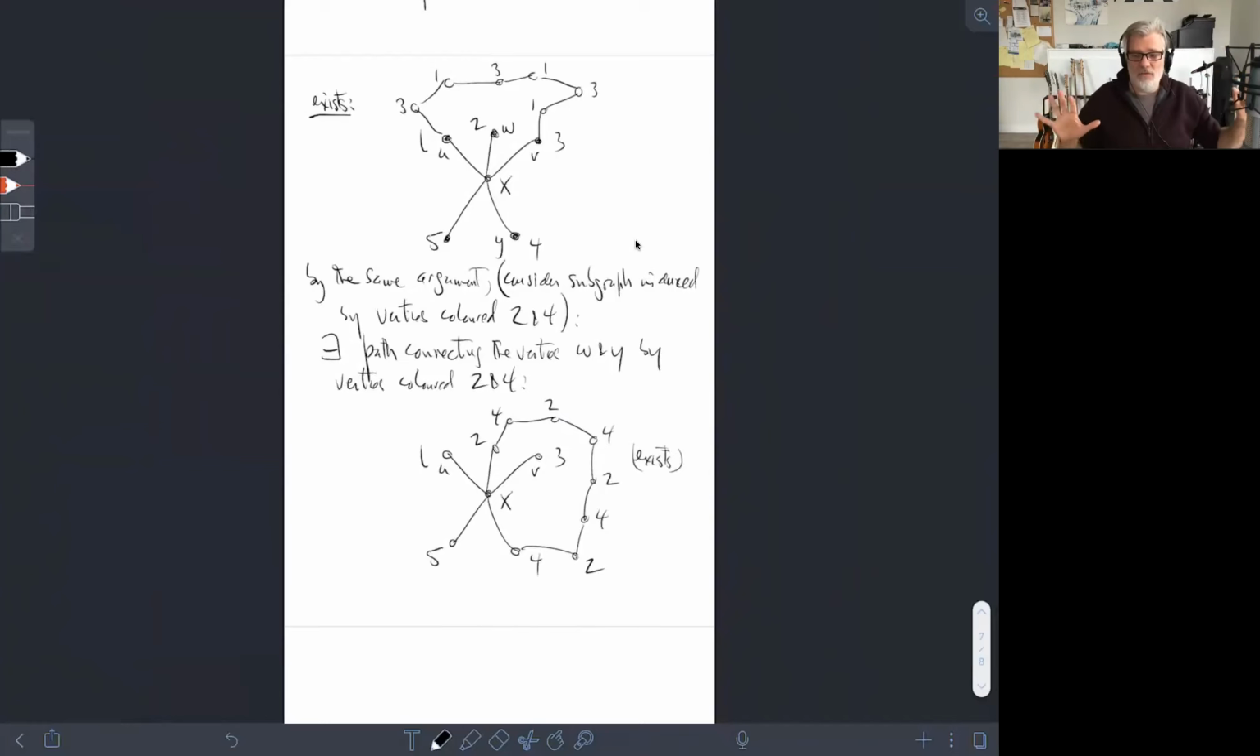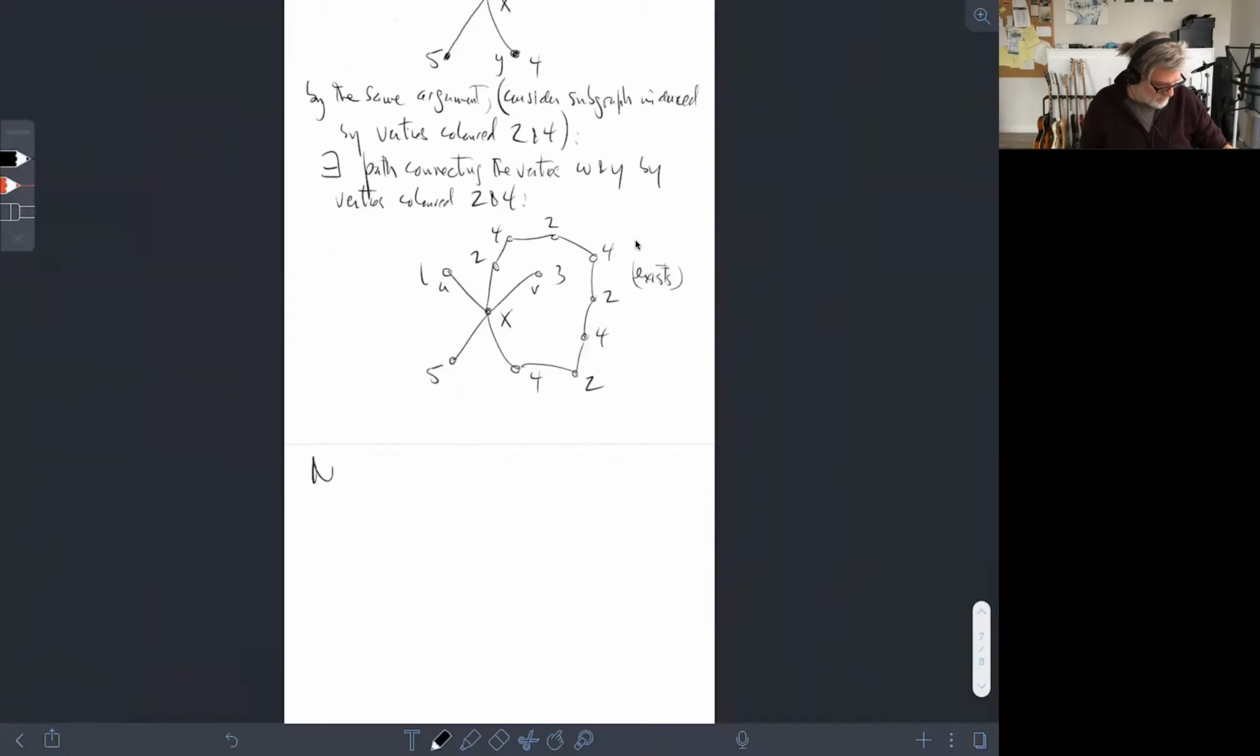Clearly, they have no vertices in common, because one path is colored 1 and 3, and the other path is colored 2 and 4. So there are no vertices in common. This means that they would have to cross at an edge, which is forbidden because we have a planar graph. We're looking at a planar representation of this graph, obviously. So that's the final contradiction. This is not possible.